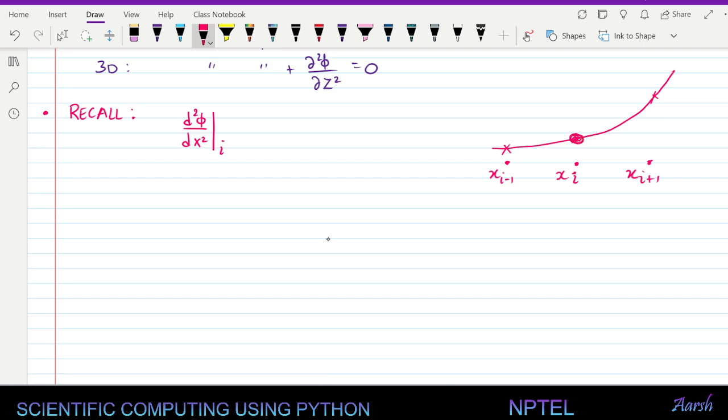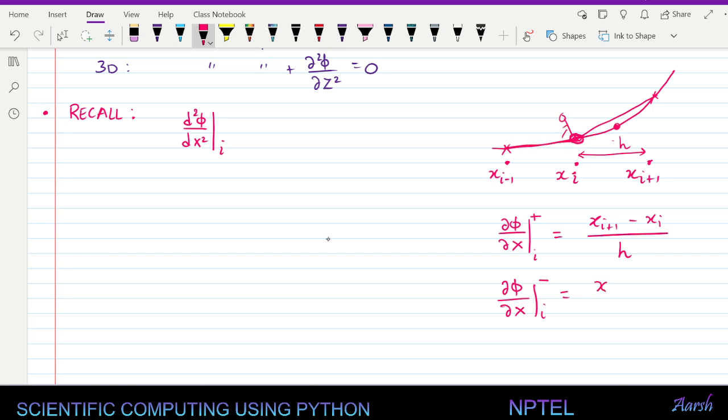So let's first find the right derivative, del phi by del x plus, at i, which is looking here and finding the derivative. It's the same as saying we are standing at the middle of these points and looking at the derivative using central difference. That is going to be phi i plus 1 minus phi i divided by h, where h is the distance between two consecutive points. Similarly we can write the derivative in the negative direction, if you are looking backwards, the slope between these 2 points. That will be phi i minus phi i minus 1 upon h.